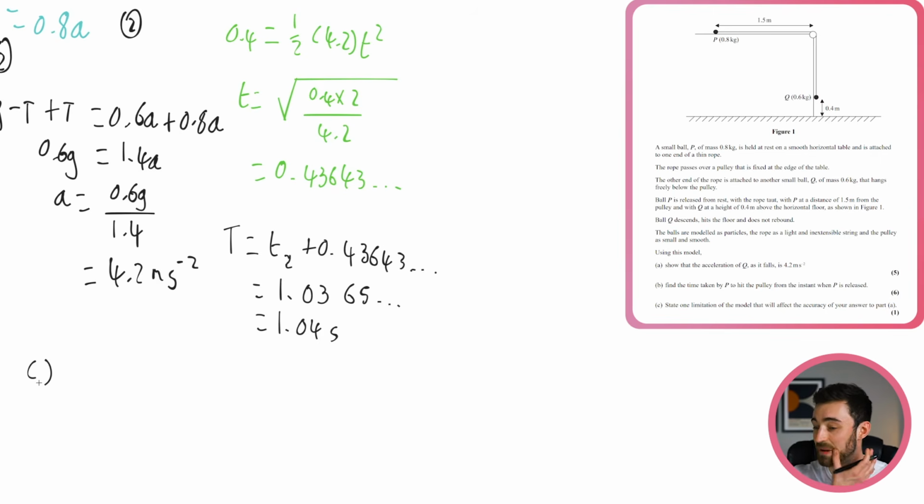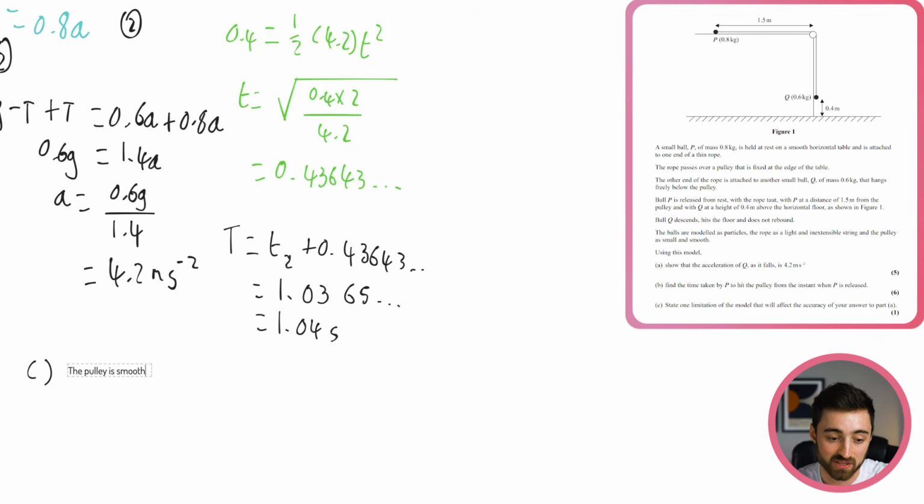State one limitation of the model. Well, basically, look how many assumptions they've given us. The balls are modeled as particles. The rope as light and inextensible string. Pulley as small and smooth. Horizontal smooth table. Like so many. Just choose any. Choose absolutely any. Let's just say the pulley is smooth.